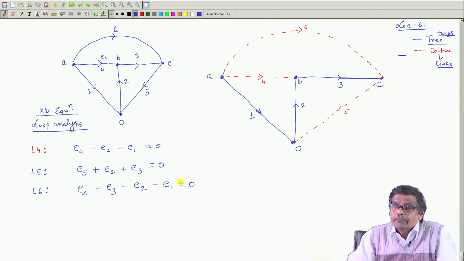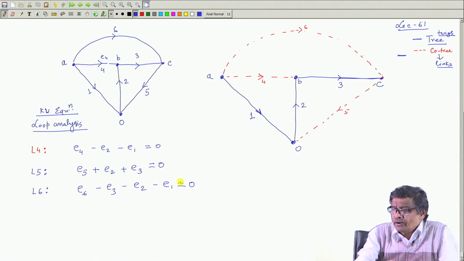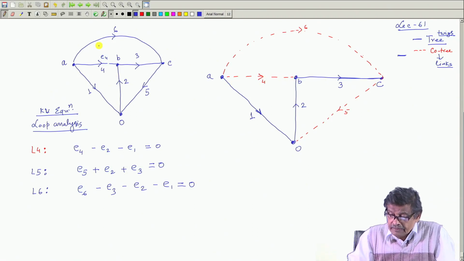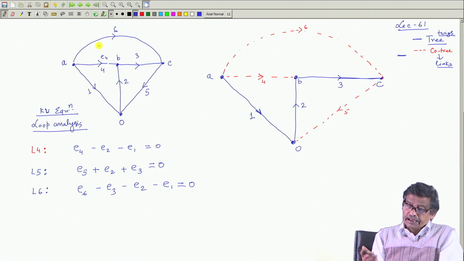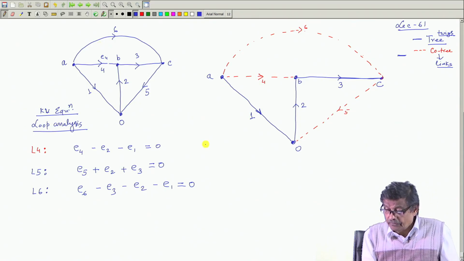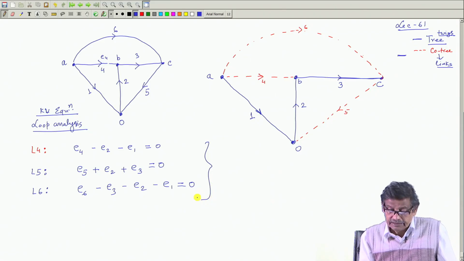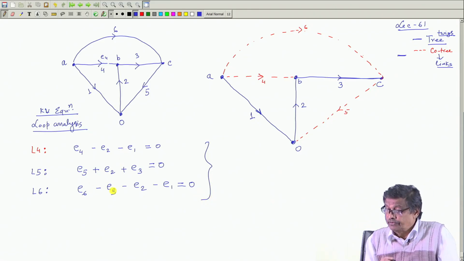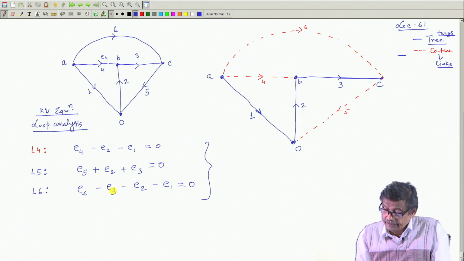How have these loops been formed? I have got the idea of trees, I know the links, then I will take one link at a time and form a loop like this. That is the whole idea. If necessary, I will repeat once again, but let me proceed now. Once I get this, these 3 equations can be written in a matrix form nicely.